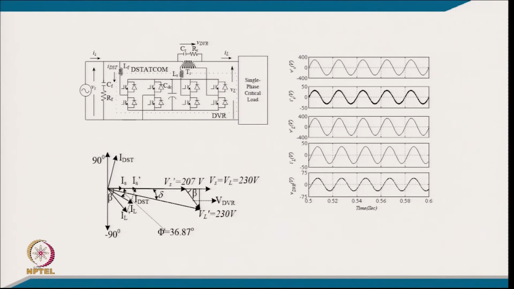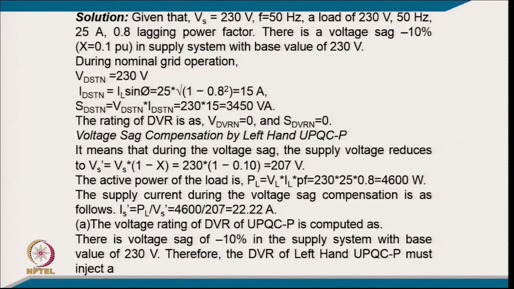This is typically because we are putting the D statcom on the left and the DVR in series on the load side. So, that is the phasor diagram showing how we are injecting the voltage here, and these are the typical waveforms. Coming to the numerical portion, Vs equals 230 volt, 50 hertz, a load of 230 volt, 50 hertz, 25 ampere, 0.8 lagging power factor, there is a voltage sag of -10%, and in the supply system the base voltage is 230 volt.